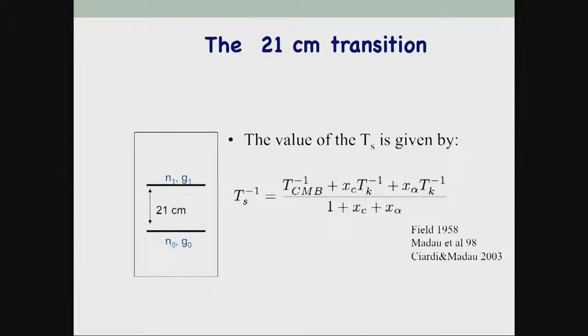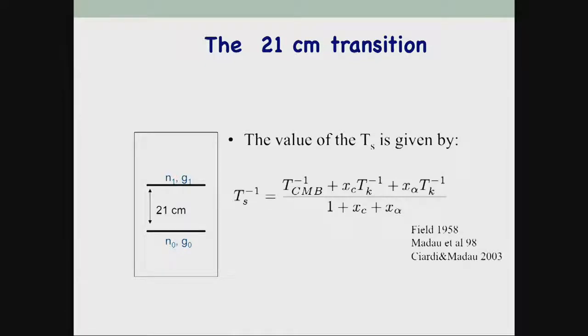And the third mechanism is collisions. If things collide, they can excite as well. Now Field, in his famous paper in 1958, asked: what is the relationship between the spin temperature and the CMB temperature, the kinetic temperature, and the Lyman alpha temperature? One approximation he made, which is valid almost always, is that the Lyman alpha photons induce the same temperature as the kinetic temperature, the gas temperature around it. So basically, you have a competition between the kinetic temperature, the gas temperature, and the CMB temperature.